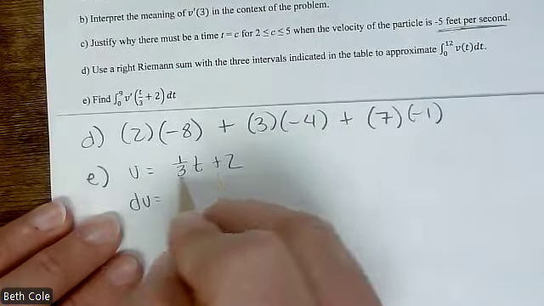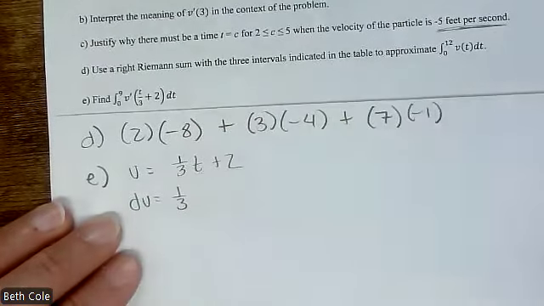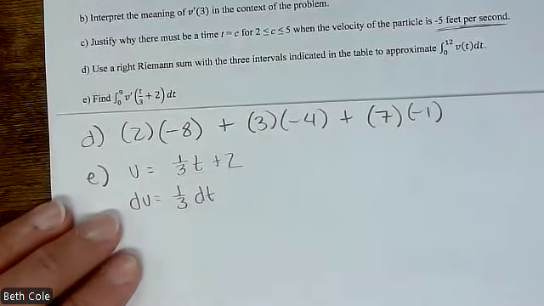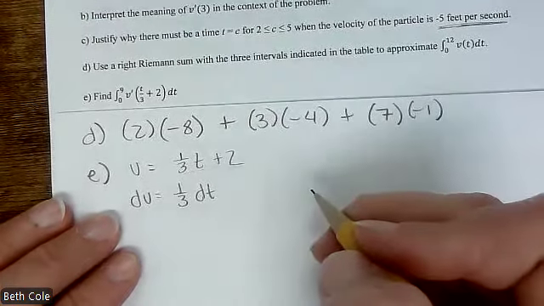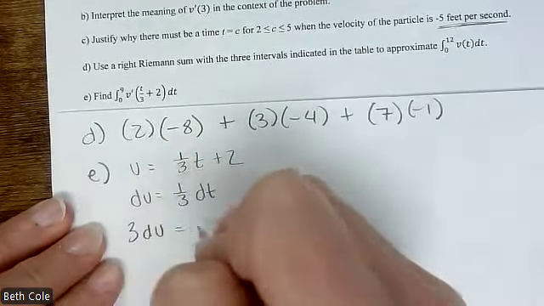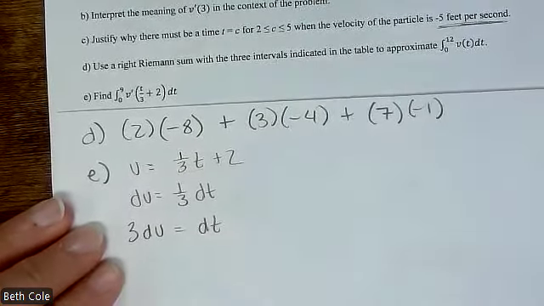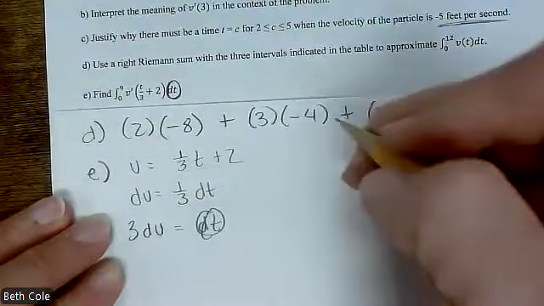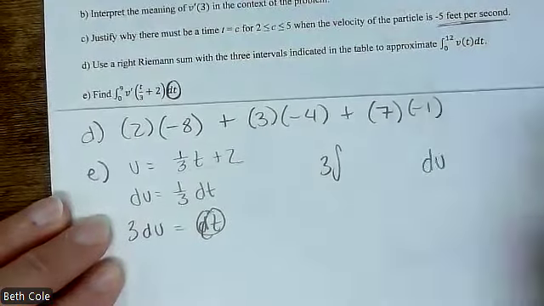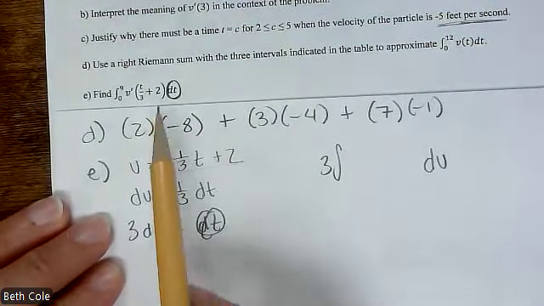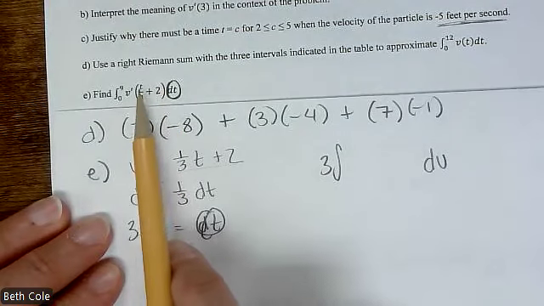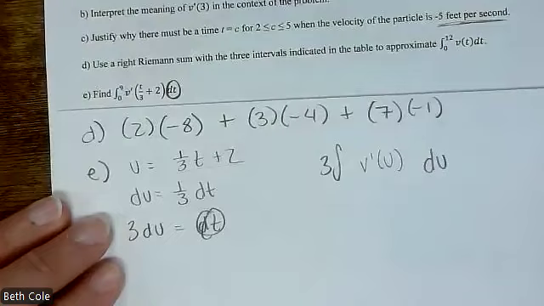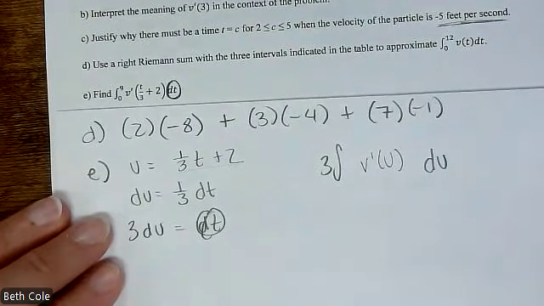The derivative of this. 1/3. Now, it's not dx, though. It's dt. Just go with it. They changed the letter of the alphabet. Okay? And we're going to adjust that with a 3. So in place of dt, we're going to put 3 du. What's still inside of there is v prime of u. Good. So we're just jamming every letter of the alphabet into this thing.